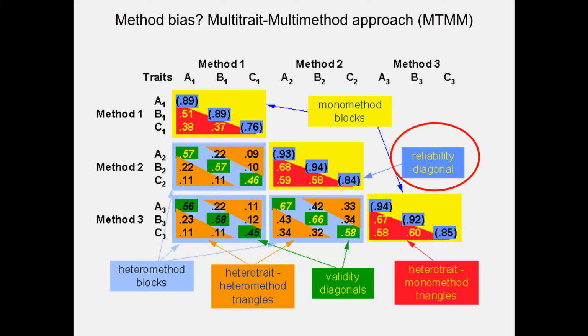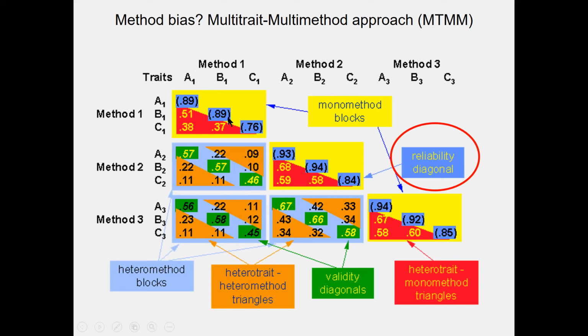Okay, so we're going to start just by looking at our blue diagonal. And that's the reliability diagonal. That's easy. That is the correlation of the thing with itself. So if you look at this 0.89 up at the top left, that's method 1, trait 1, correlated with method 1, trait 1, in other words, anxiety with self-report, correlated with itself. That's its reliability, the thing with itself.